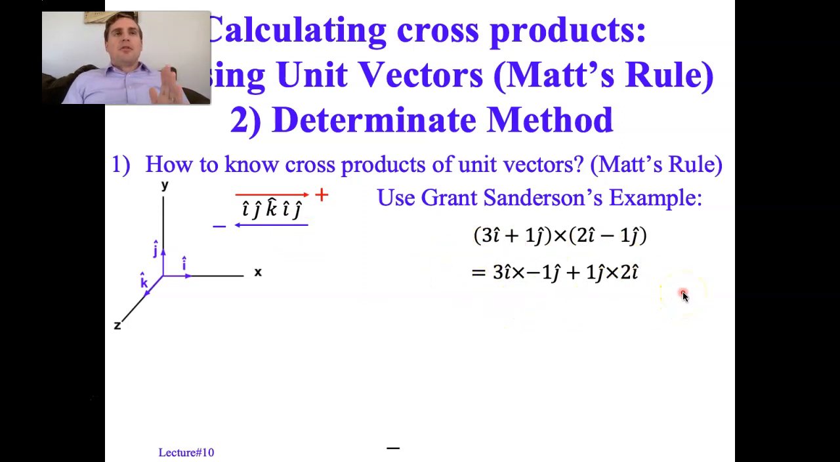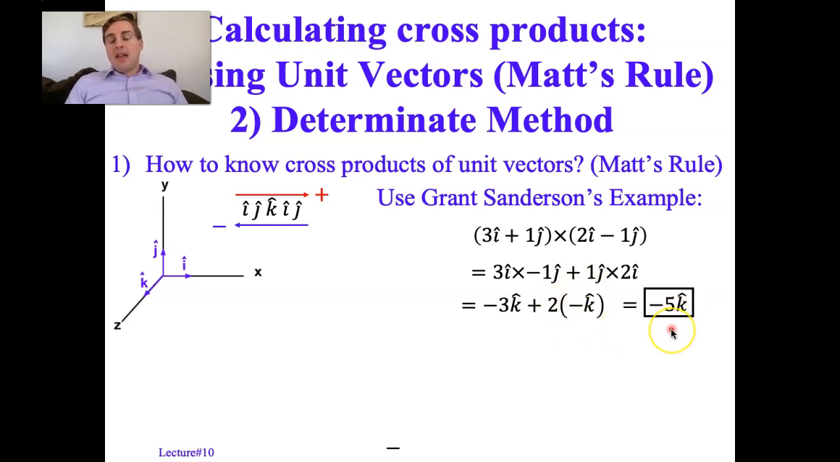Now notice both of these contribute a negative k hat. But that should make sense because if you remember from Grant's video, both of these vectors are in the xy plane. And since they're both in the xy plane, the cross product vector will be perpendicular to both of those vectors and perpendicular to the plane that they both exist in, where they form some sort of parallelogram. So the direction should either be in the k hat direction or the negative k hat direction. In this particular case, it's the negative k hat direction, so that's the negative z direction. So here we go. We get negative 3 k hat plus 2 times a minus k hat, and then we get negative 5 k hat for our answer.